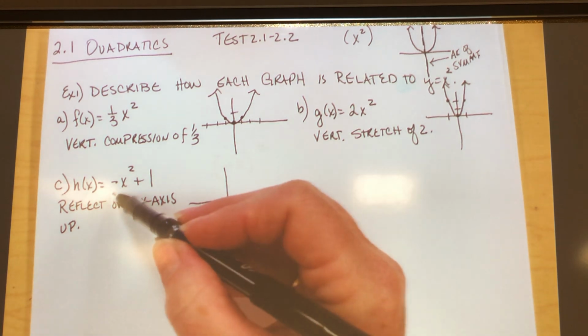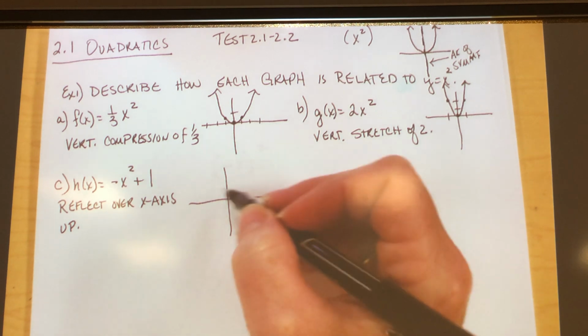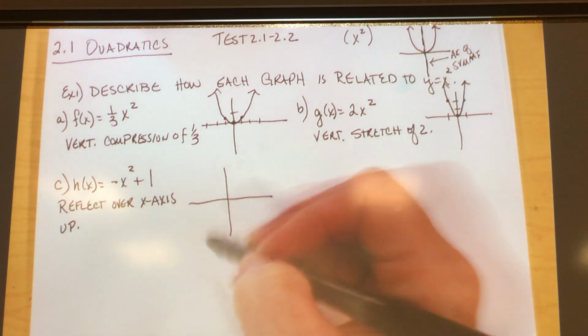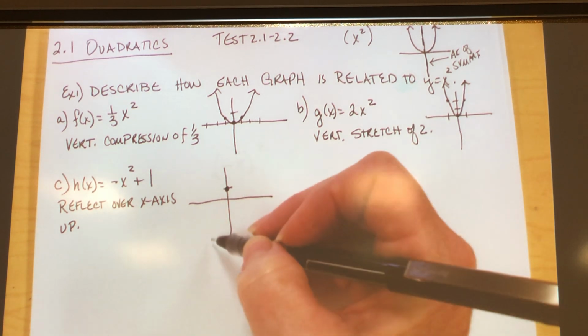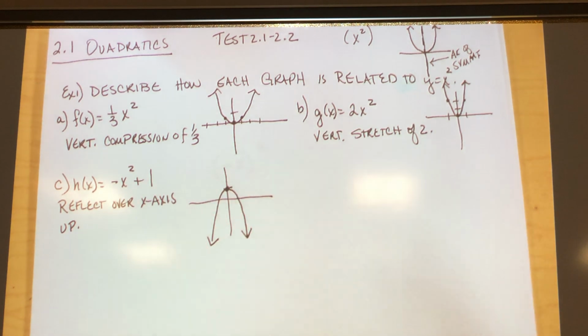So this negative reflects it over the x-axis, so now my parabola is opening down. This is a y, not with an x, so it doesn't move left or right. Y's move up or down, just like you think. So now my vertex is up here, and it looks like this. Everybody got it?